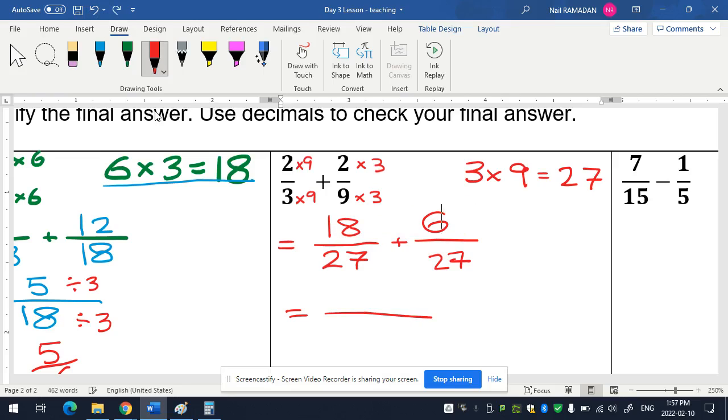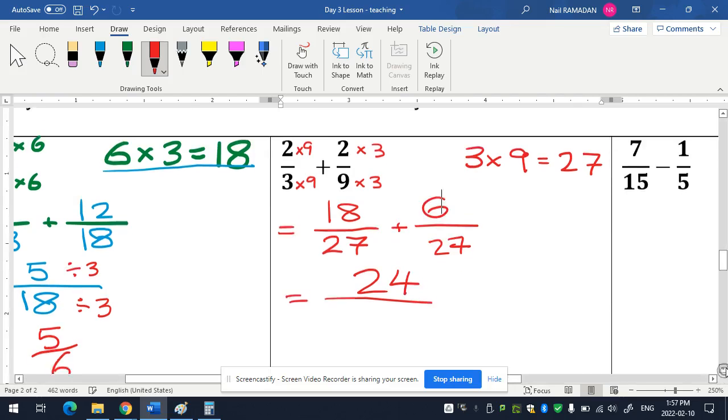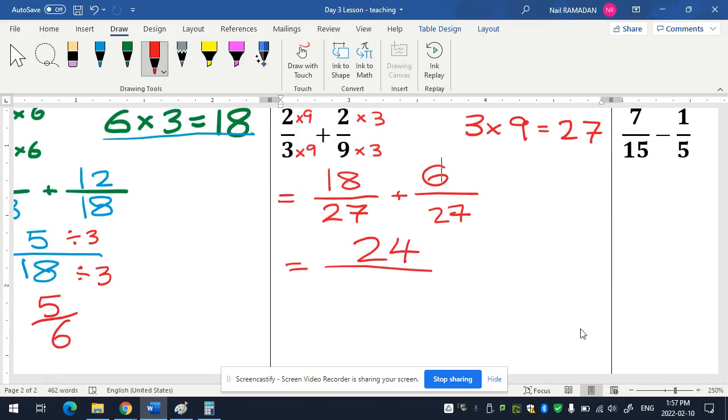What's 18 plus 6? 24. Divided by what? You never add them. You just keep them as is. 27. Do you think 24 and 27 divide a common number? Actually, they do. Again, we just learned it yesterday, so that's fine. They do divide 1, but as we said, 1 is a useless case. All of them do it.